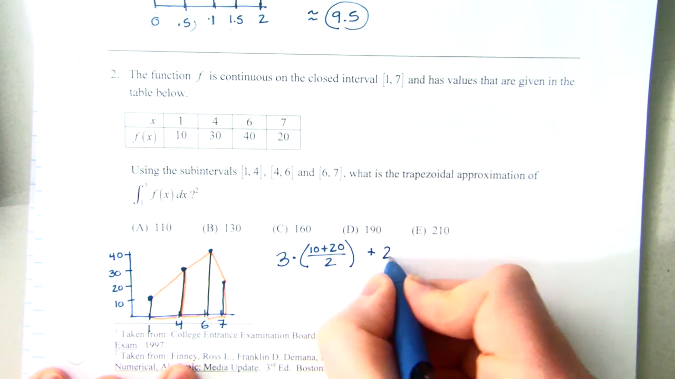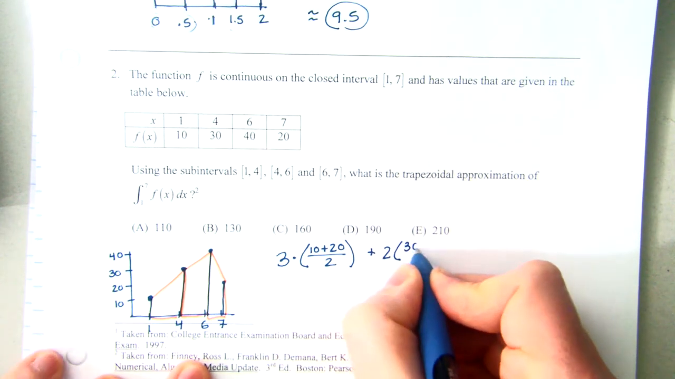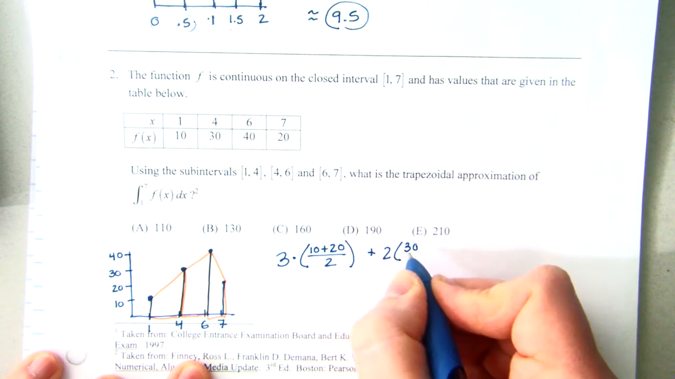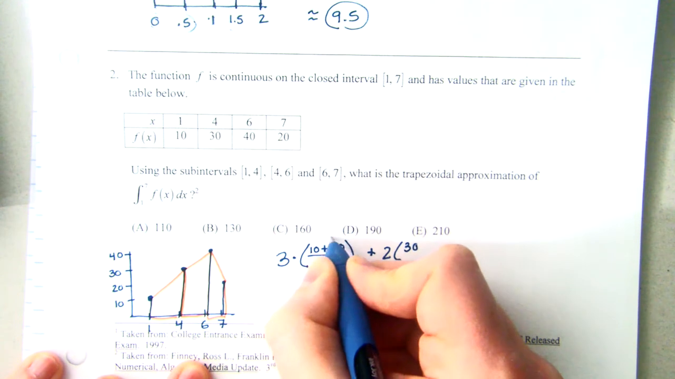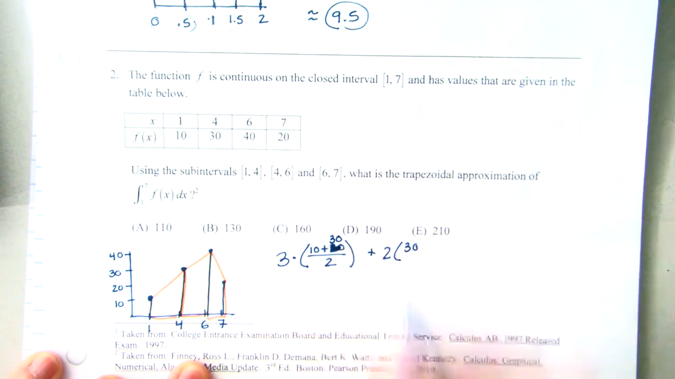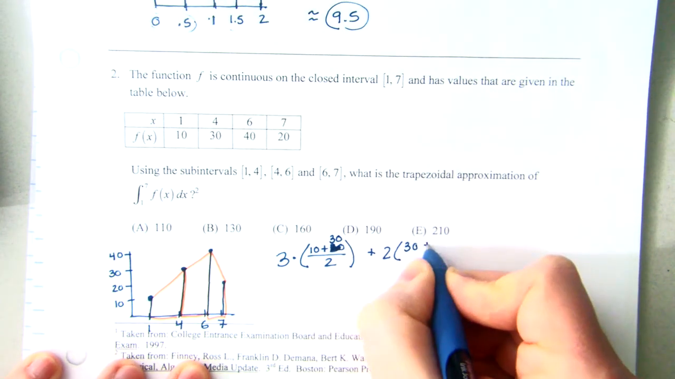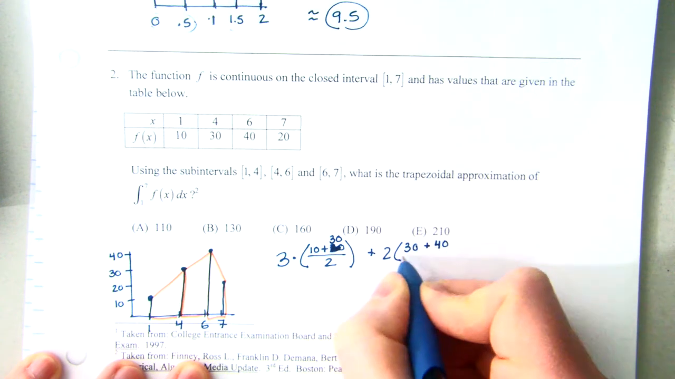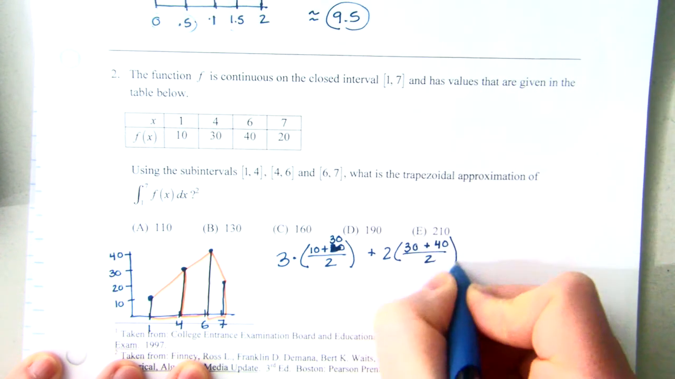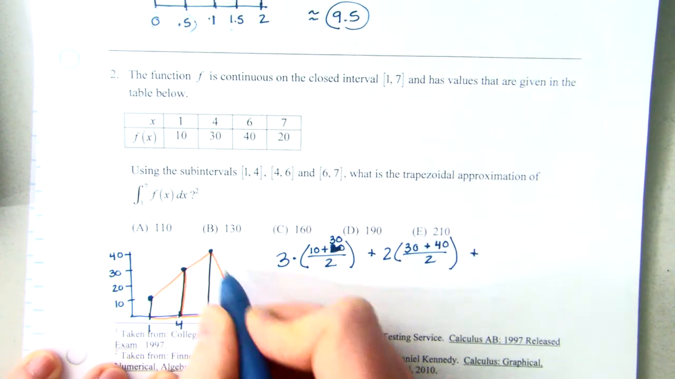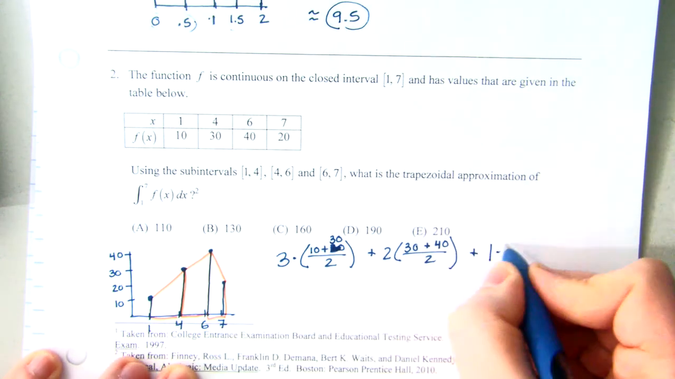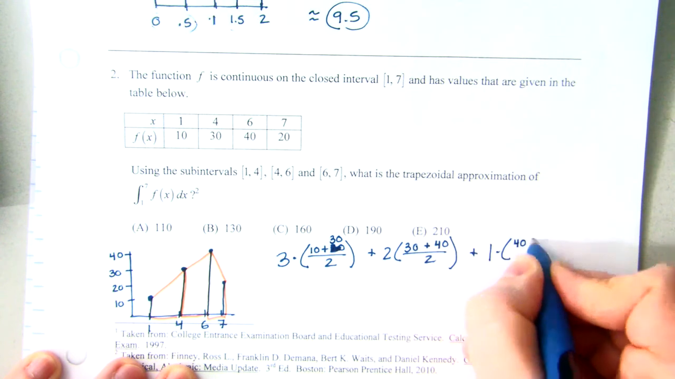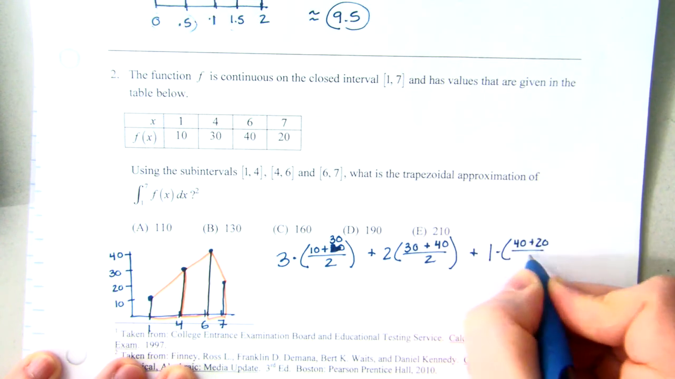Base is 2, and then I want the average of the heights, so I need to go back to that first one. It's not 20, I'm sorry, it's 30. Second one is 2 times (30 plus 40) over 2. And then the third trapezoid, base is just 1 as you go from 6 to 7, and I want the average of the heights, so (40 plus 20) over 2.